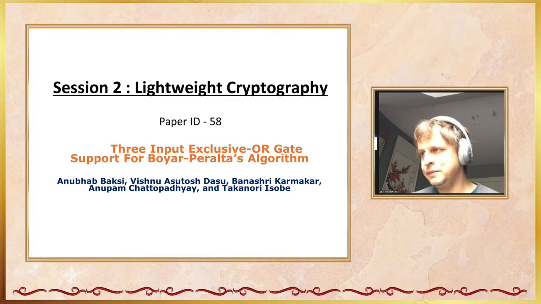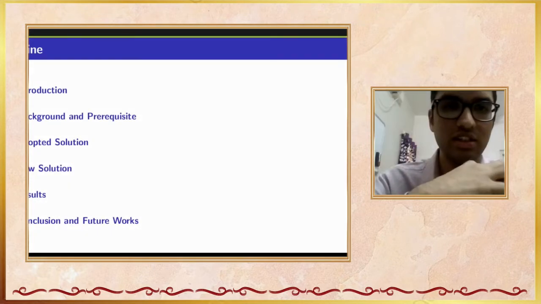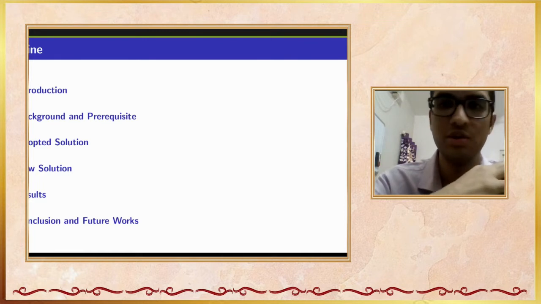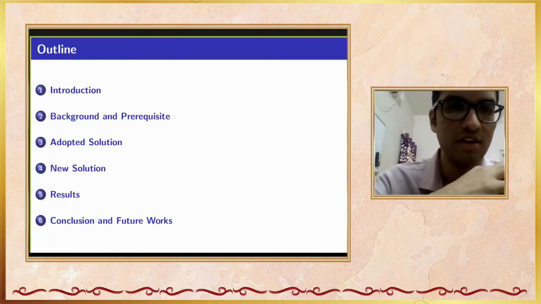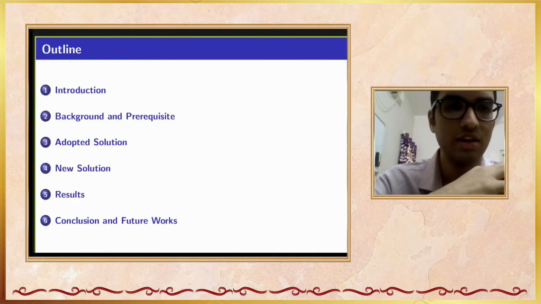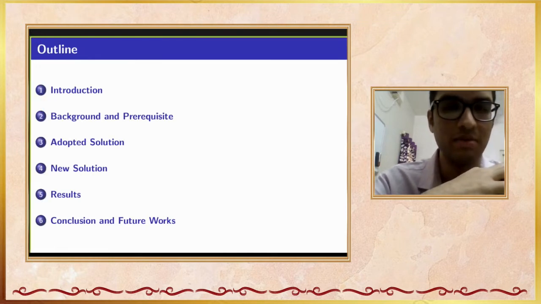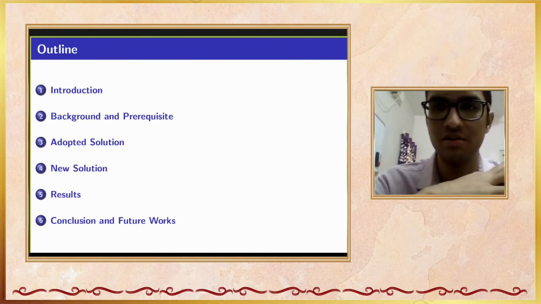Here is the outline of the presentation. First, I'll be introducing the problem statement. Then I'll be discussing some of the background and prerequisite knowledge required to interpret the results and solution. Next, I'll be presenting two solutions to the problem. One is an adopted solution from existing work, and the other is a new solution which has been proposed by us. Finally, I'll be presenting some results and wrapping up with the conclusion and future works.